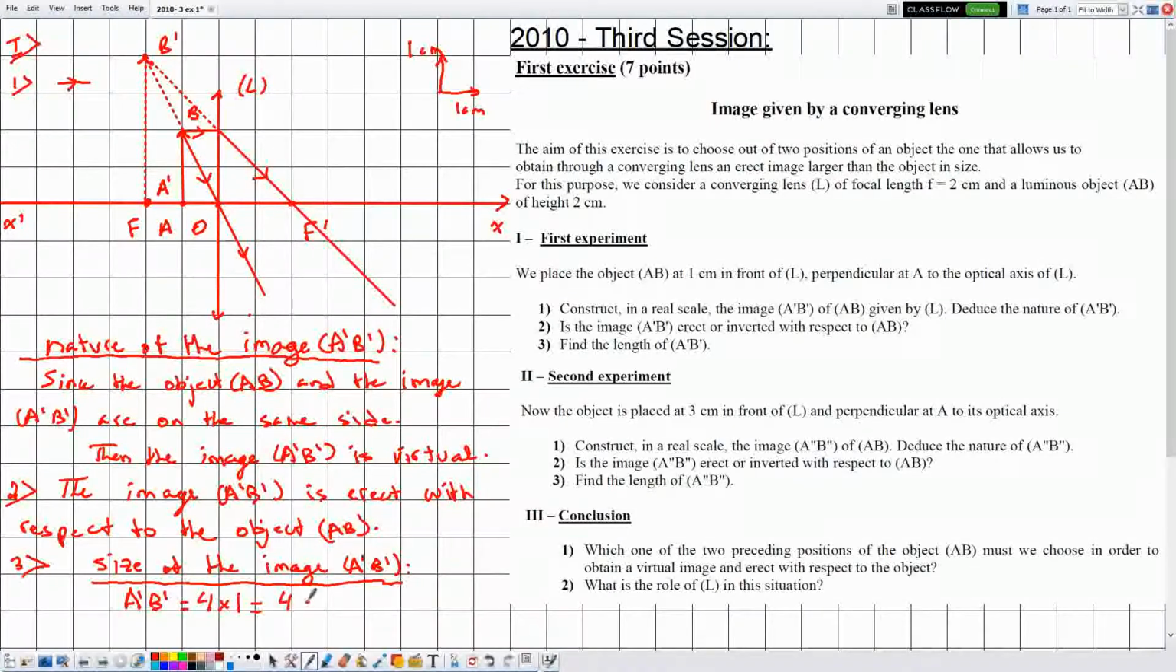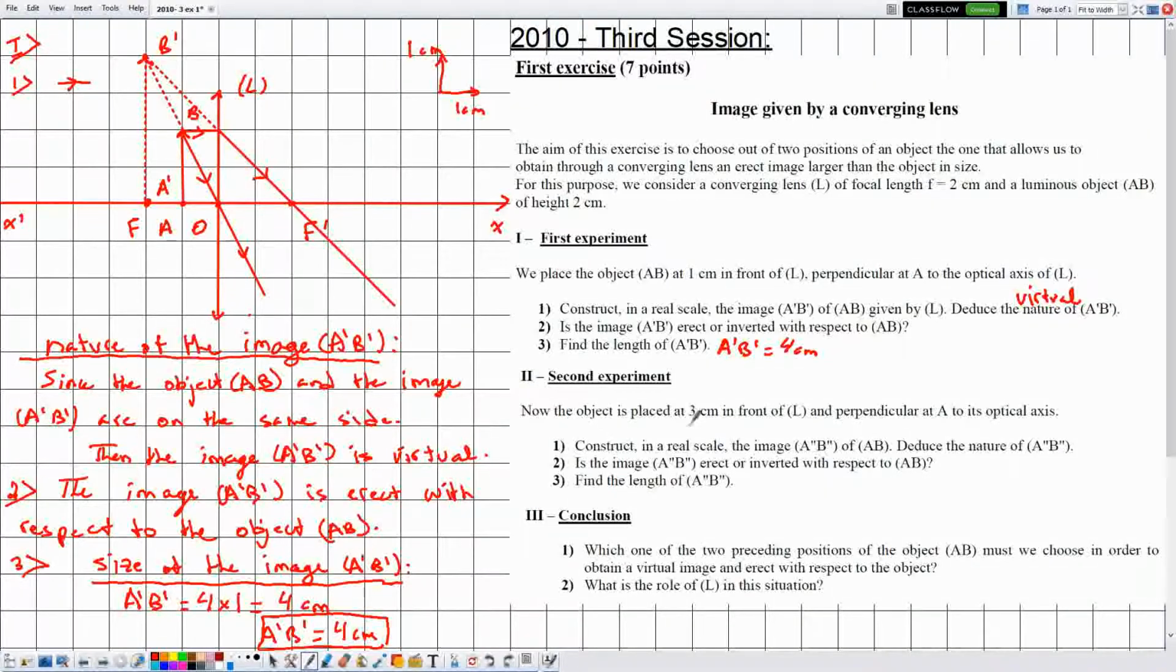Always all quantities in physics must have a unit. Finally, it's a good habit to write our final answer in a box to make the task easier for the corrector to notice our correct answer. Okay? Let me write the length here. A prime B prime is equal to 4 centimeter, and the nature is virtual. So this is it for the first experiment. Now part 2, second experiment.